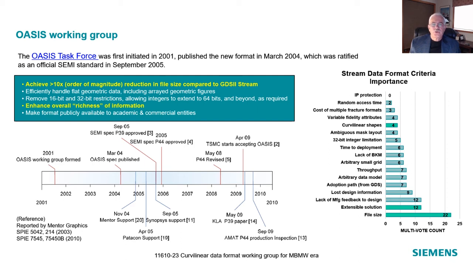It is interesting to note that in a July 2001 workshop, a multi-vote of the attendees put file size as the most important problem to solve, and while curvilinear shapes was on the list, it was low in priority. Curvilinear was recognized as a potential future problem, but not a current problem. A circle record type was ultimately added to P39, but circular ends to paths were removed.